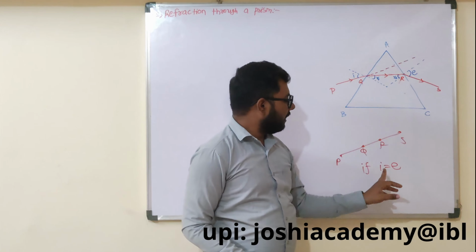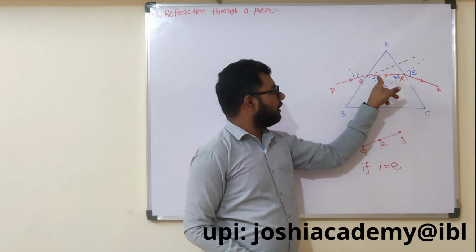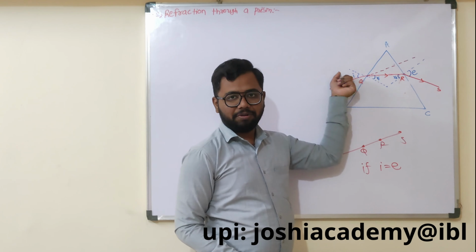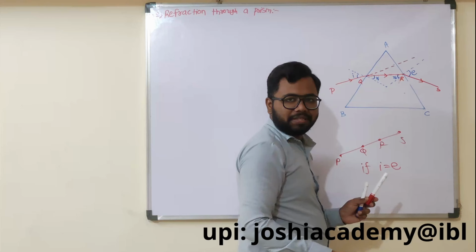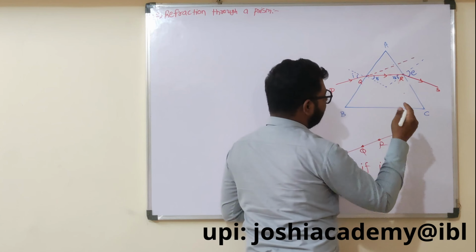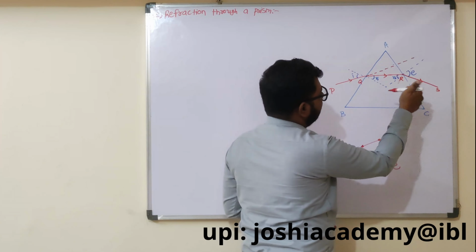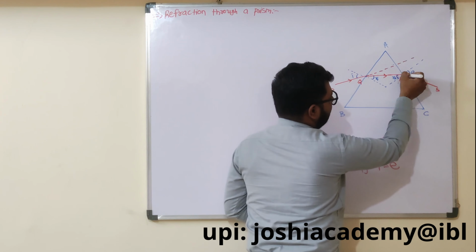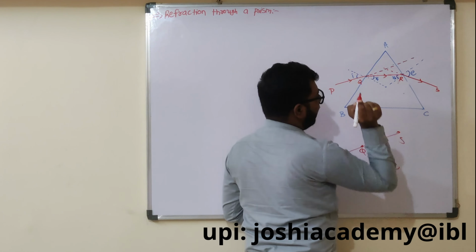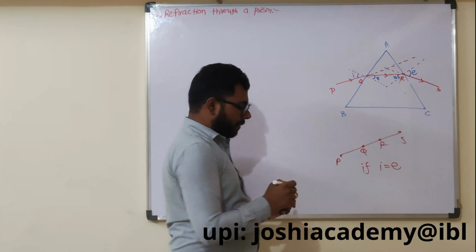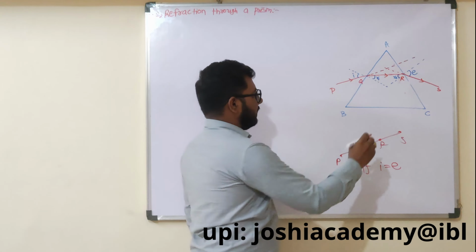If our E is equal to I, that means this will be I, this will be R1, this will be R2, and this will be E. So basically we have just reversed the direction of the incident ray. In that case, again we are going to remove the prism. So suppose our light source is over here and we are removing the prism, so it will follow its original path. Now I have stopped over here because we just want to get the intersection point, this.